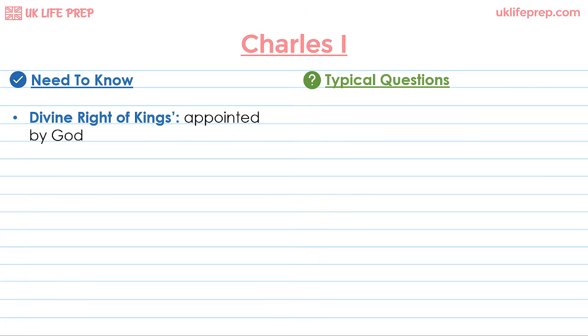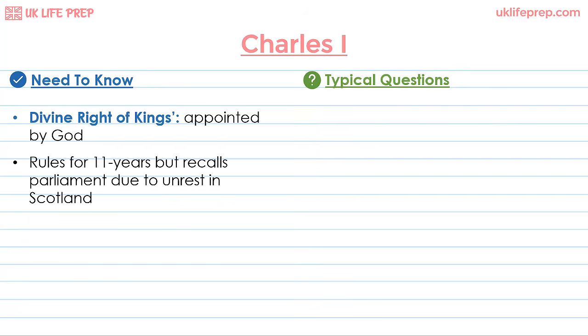Both James and Charles were not successful in managing Parliament, as they believed in the principle of the divine right of kings, which was the idea that the king was appointed by God and did not need to seek approval from Parliament. For 11 years, Charles found ways to raise money without Parliament, but was forced to recall Parliament as he needed additional funds for his army due to a Scottish army forming when he tried to impose his prayer book in Scotland.